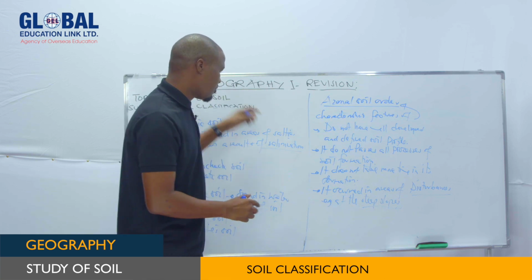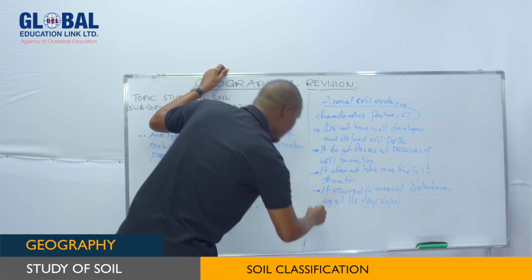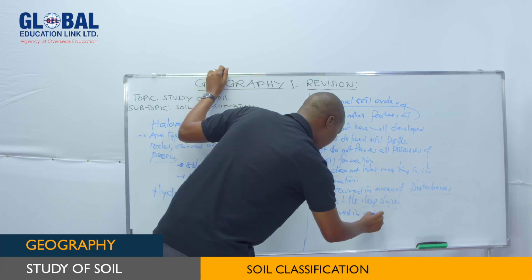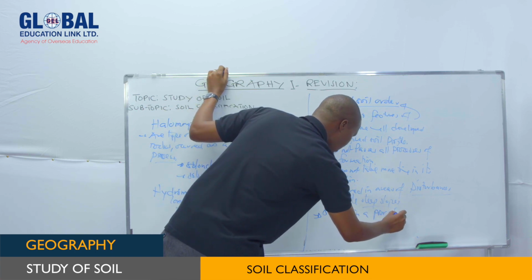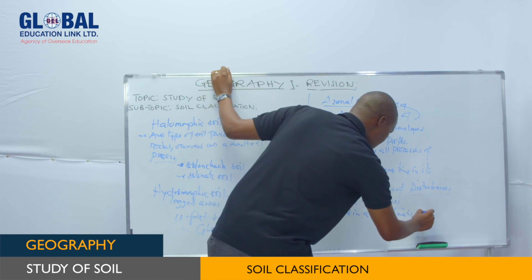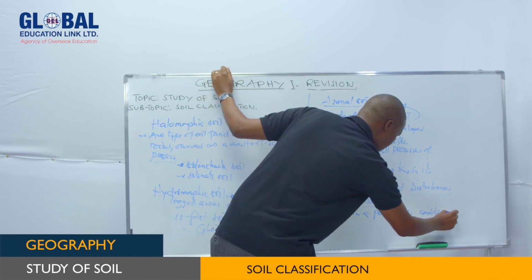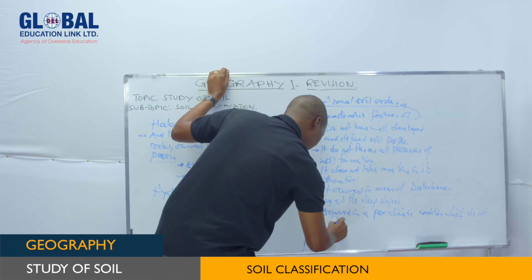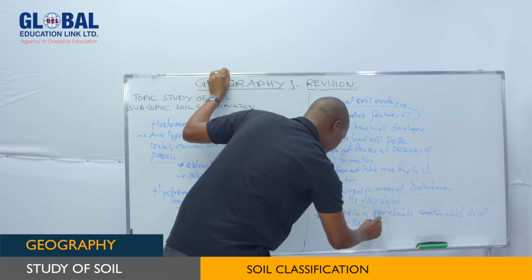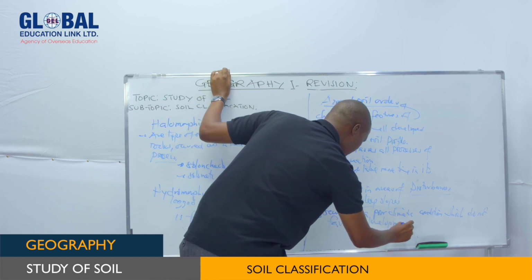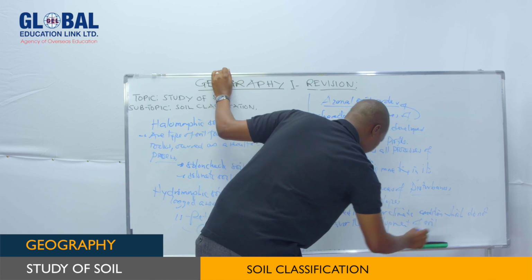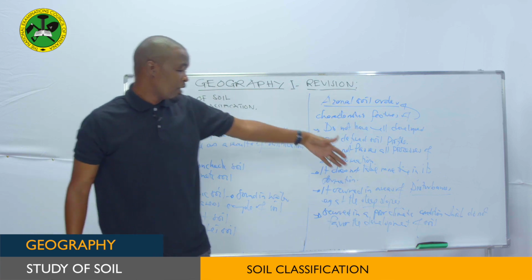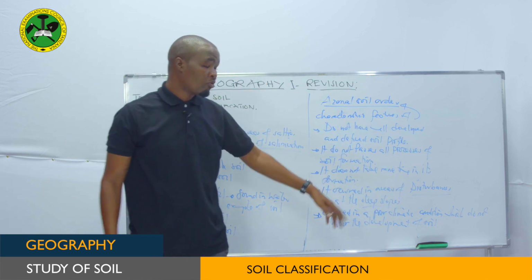Are we together? Then from there, we said most of this soil occurred in a poor climatic condition which does not favor the development of soil. See, example in polar areas. It occurred in a poor climatic condition area which does not favor the development of soil.